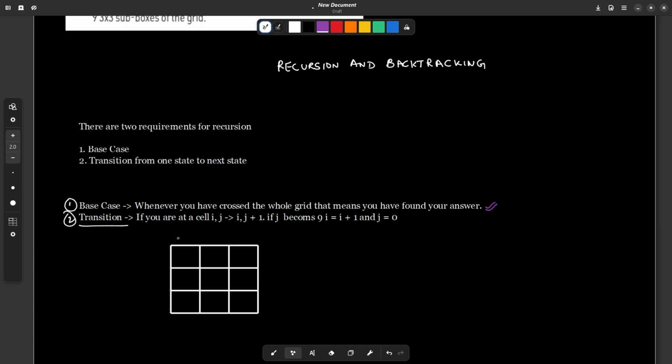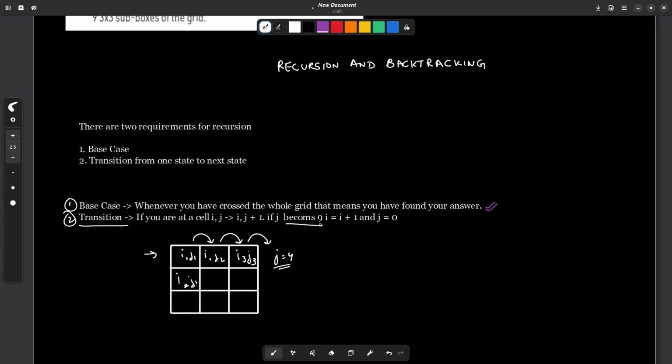So let's say this is our small grid, and this is I1 J1, this is I1 J2, and this is I3 J3. Let's say this is I2 J1, right? So if you are at this particular row, you're moving one step forward by incrementing j each time, right? Now at this particular step, you will go to j is equal to 4, which is not a valid case because it is out of the grid.